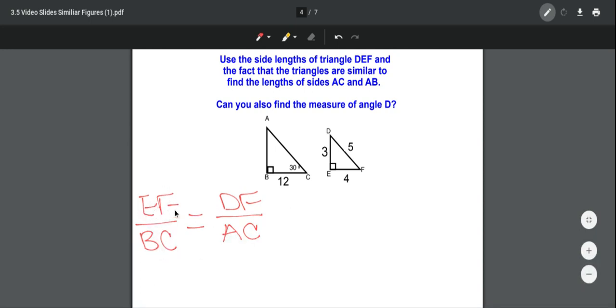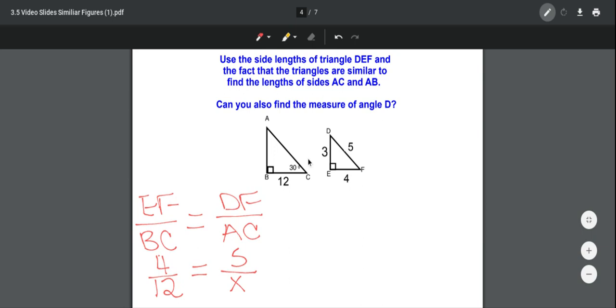So the side length for EF, which is found right here, is 4. The side length for BC is 12. So I will put that in the denominator. The side length for DF is 5. So I will put it in the numerator. And the side length for AC, we don't know, so we can use a variable.